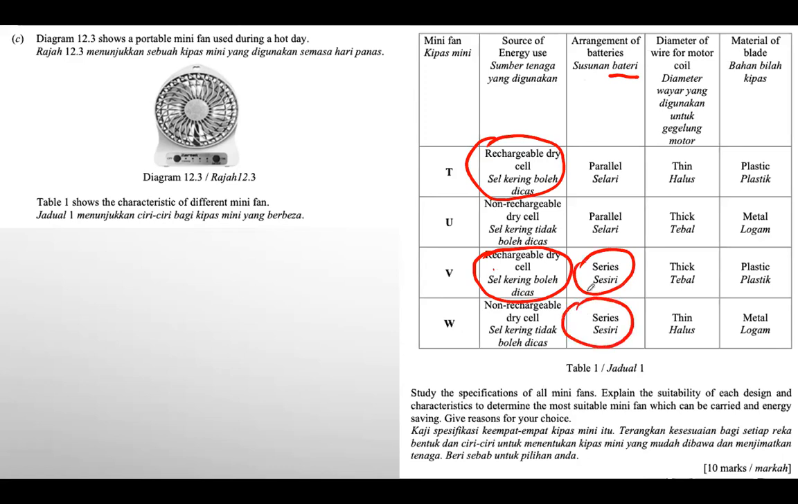When you put in a torchlight, how do you put the batteries? Do you put the batteries next to one another like this, or do you put the batteries connected end to end? Of course, you connect the batteries end to end. The batteries must be in series.